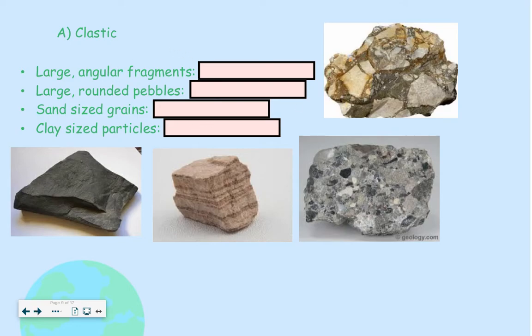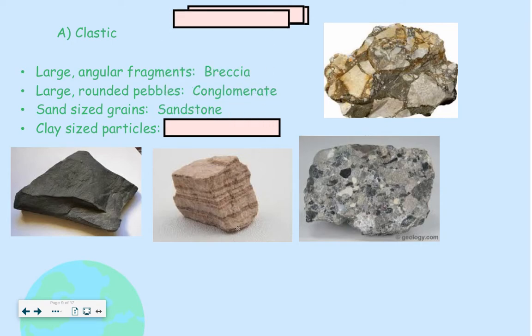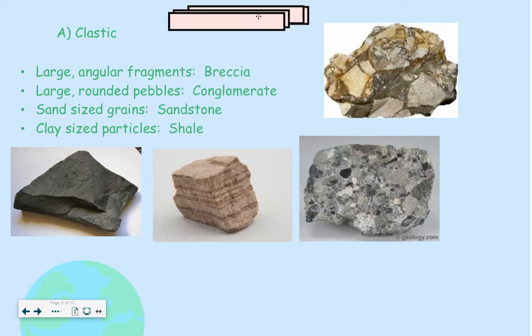Clastic rocks include these 4. This one is breccia with large angular fragments. This next one down here in the right corner is conglomerate, made of large rounded pebbles. Sandstone is this striped one right here, made of sand grains. And shale is this, made out of clay-sized particles, the smallest particles. So these are in order of descending sized particles.